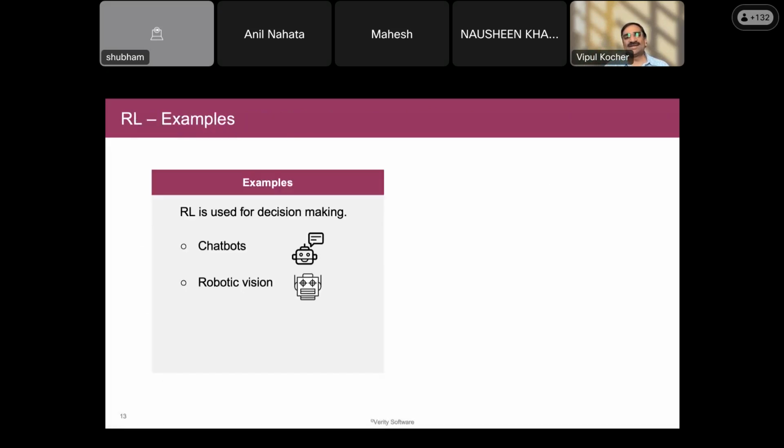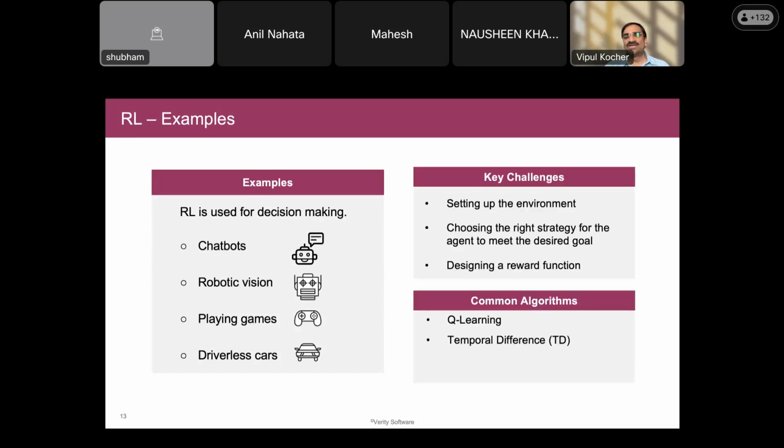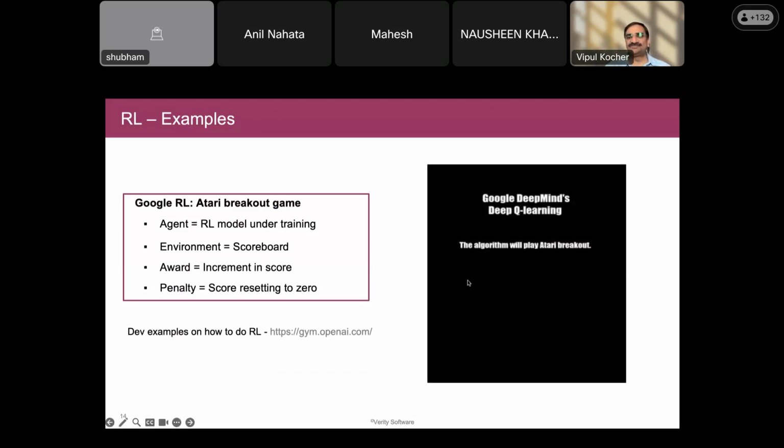Now, here is an example where it is used. Robotic vision, when you're playing games, chatbots, driverless cars, a lot of places where reinforcement learning is used. So let us take a look at reinforcement learning applied to the Atari Breakout game, the paddle game. Let's take a look at that.